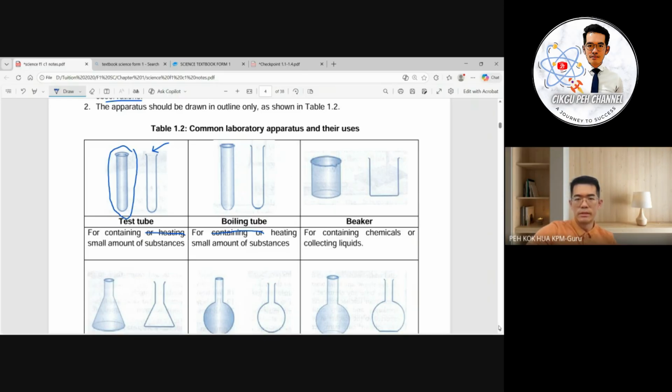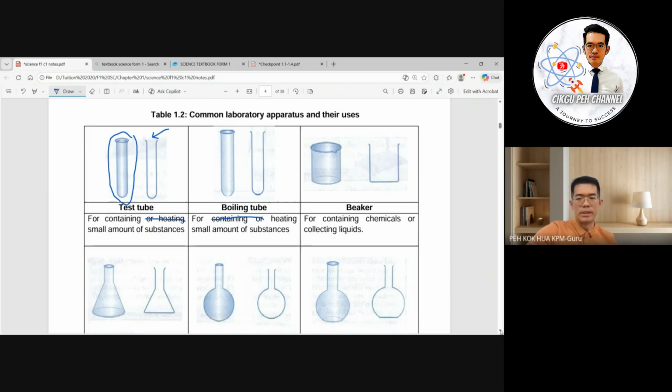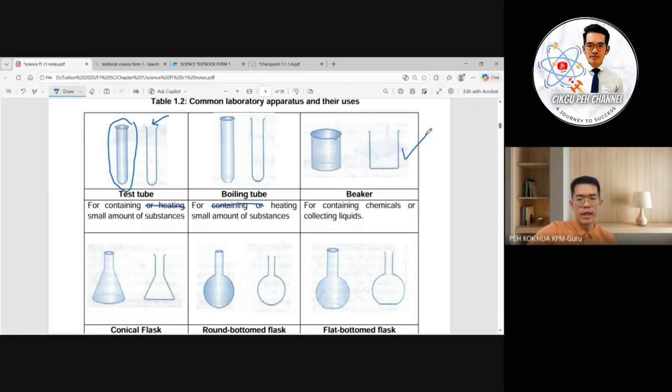So the important parts will be the outline. You need to know how to draw it and then the respective function. 还有它的功能.